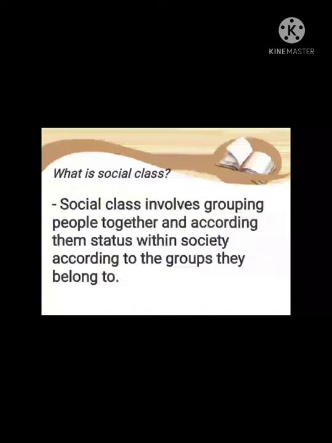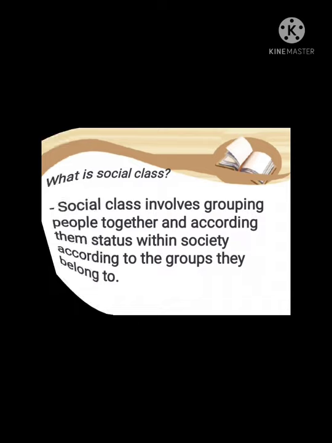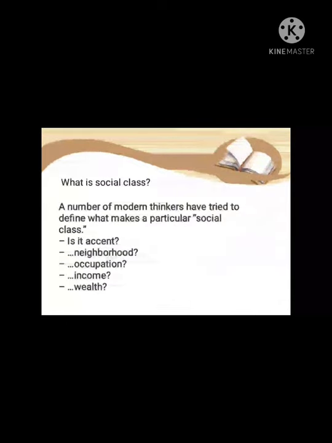What is social class? A social class involves grouping people together and according them status within society according to the groups they belong to. A number of modern thinkers have tried to define what makes a particular social class. Is it accent, neighborhood, occupation, income, or wealth?